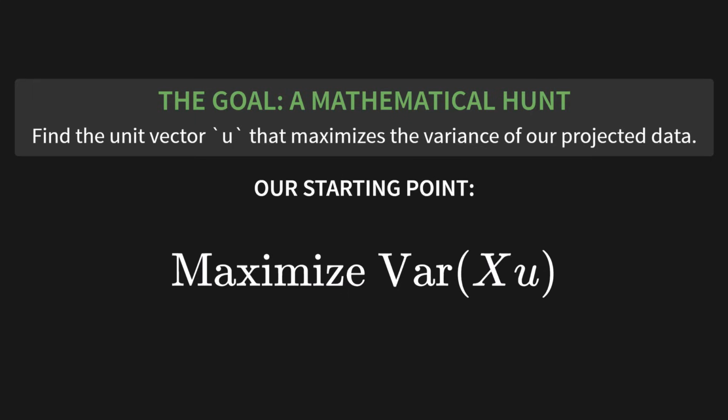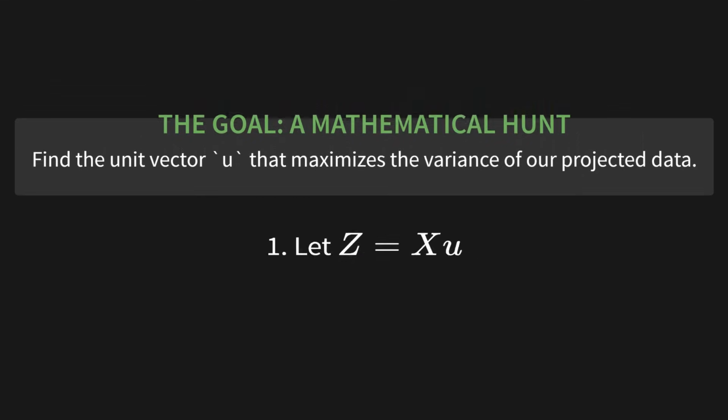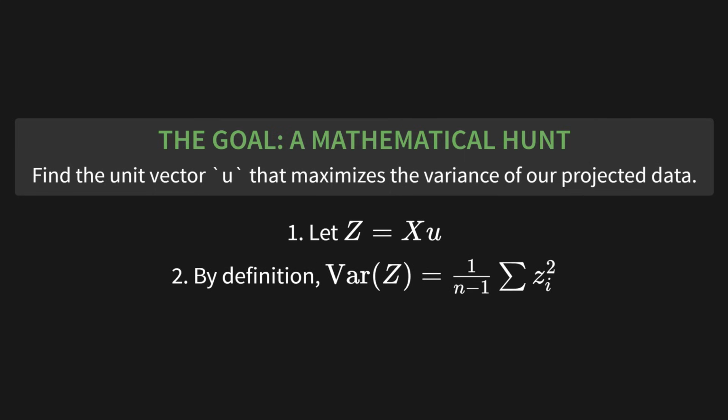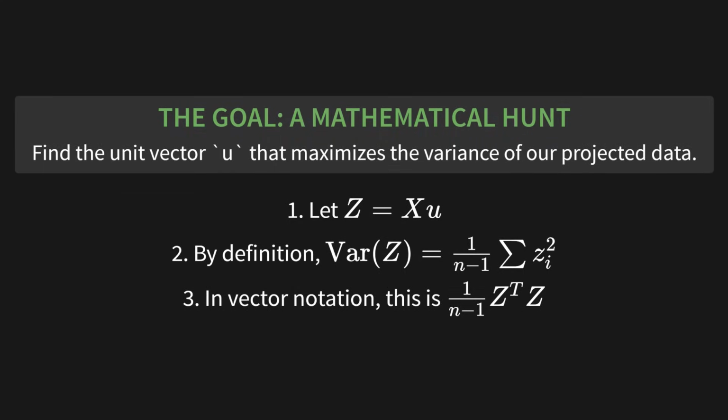Okay, let's start the hunt. We'll take this step by step. First, let's just give our projected data a name. Let's say z equals Xu. Easy enough. Second, let's use the textbook definition of variance. For our centered data, the variance of z is just 1 over n minus 1 times the sum of the z_i squared values. Third, in vector notation, this sum of squares is much cleaner. It's just 1 over n minus 1 times z transpose z.